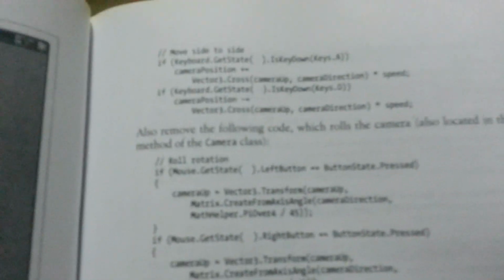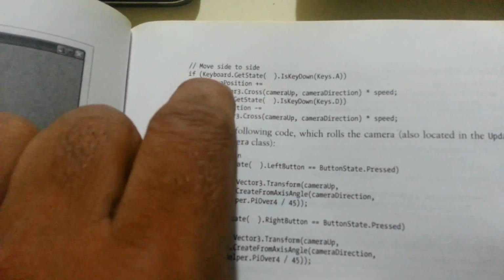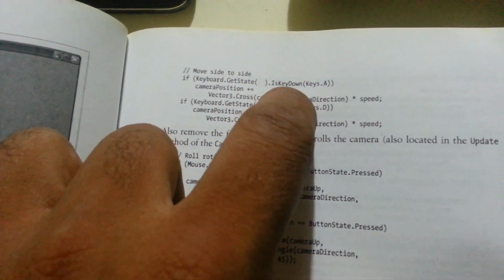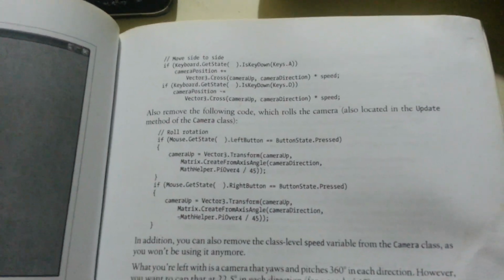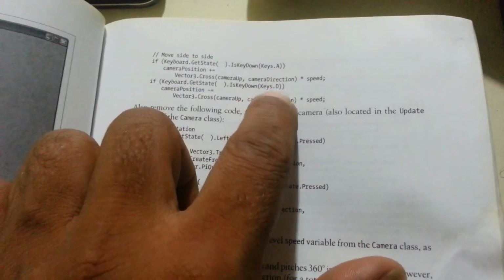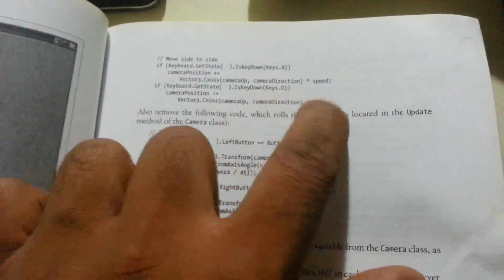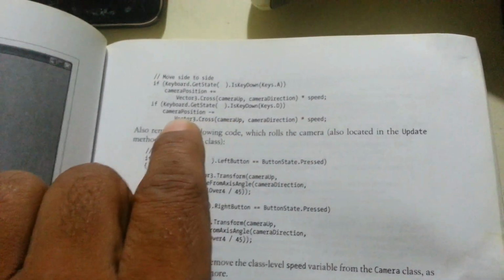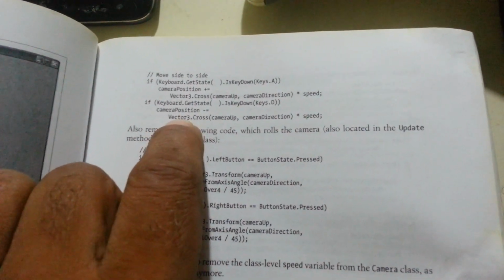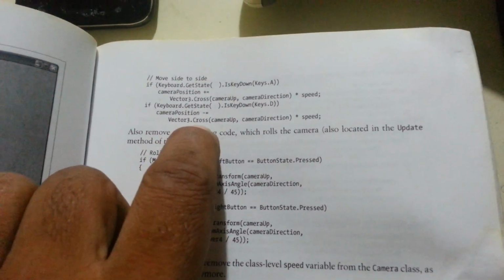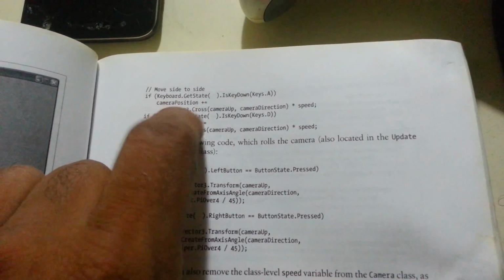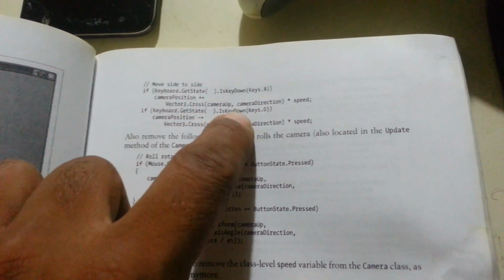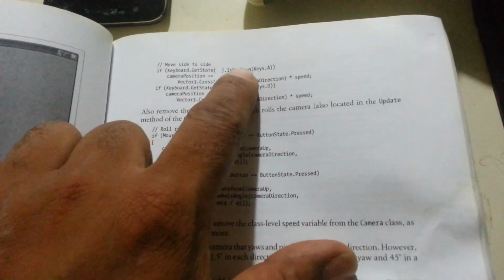And then here's some more. Move side to side. If keyboard get state, key down A, that's going to be left, I'm assuming, and then D, which would be right. Camera position, vector 3, so that's a vector. Camera up. Is key down D. So this is get state, is key down A.